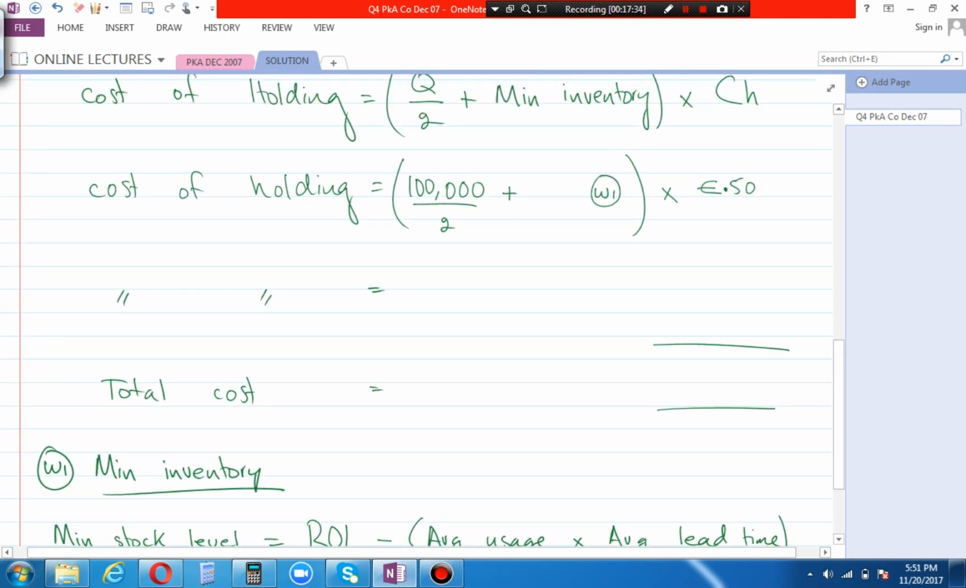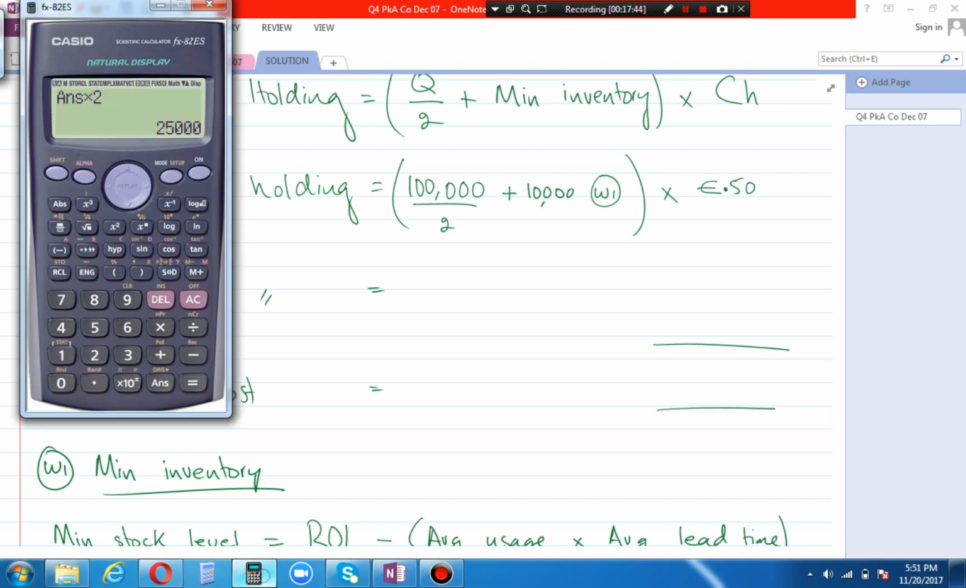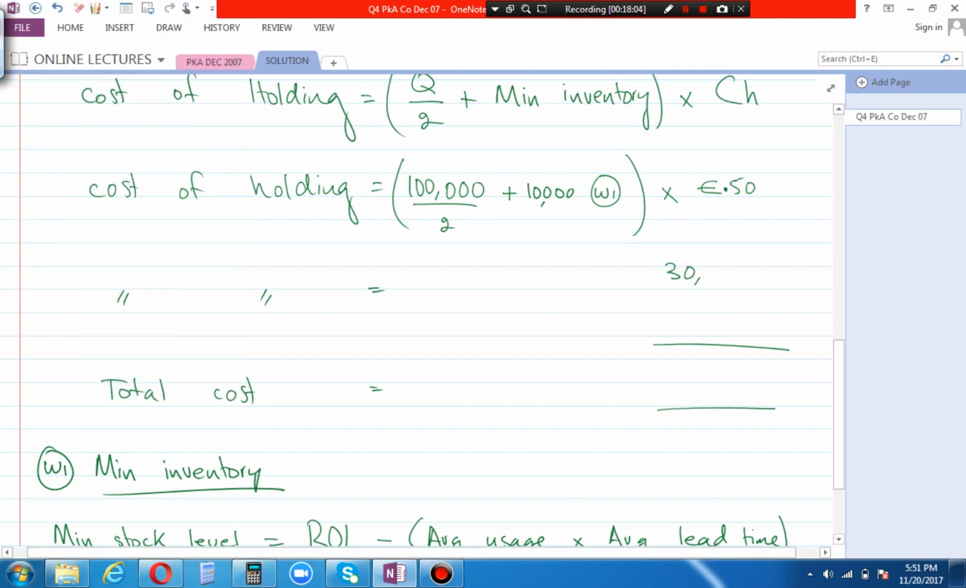So now the cost of holding, we'll put the figures in, and that would be 100,000 divided by 2 plus 10,000 minimum stock. 100,000 divided by 2 is 50,000. 50,000 plus 10,000 would be 60,000. Multiply by 0.5 would be 30,000. So 30,000 is our holding cost.